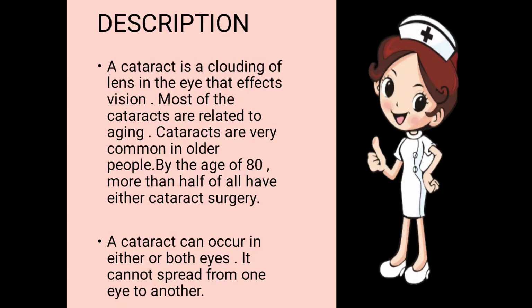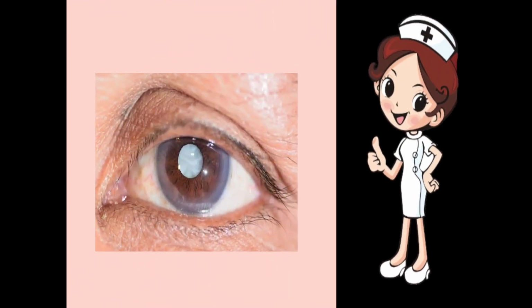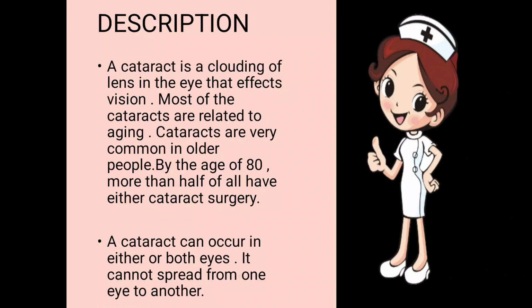Cataract is a clouding of the lens in the eye that affects the vision. Basically, cataract is defined as a clouding of the lens. If you can see here, this one is the pupil and inside the pupil there is a lens. The lens becomes white and fully cloudy. That is why it affects the vision and it is known as a cataract.